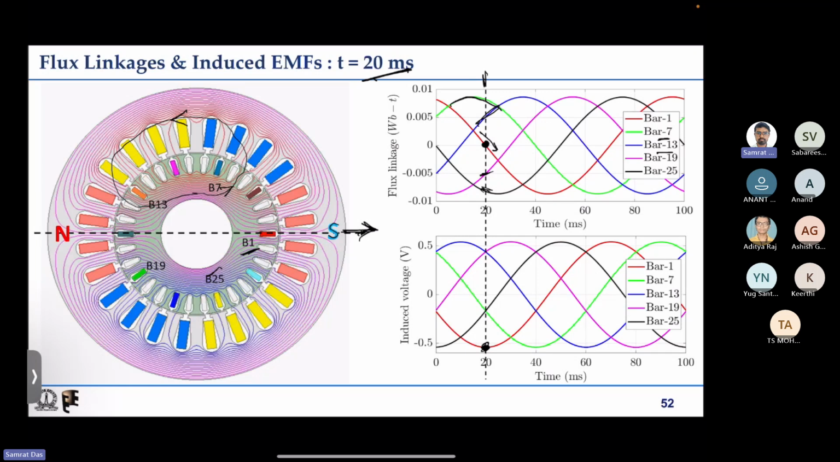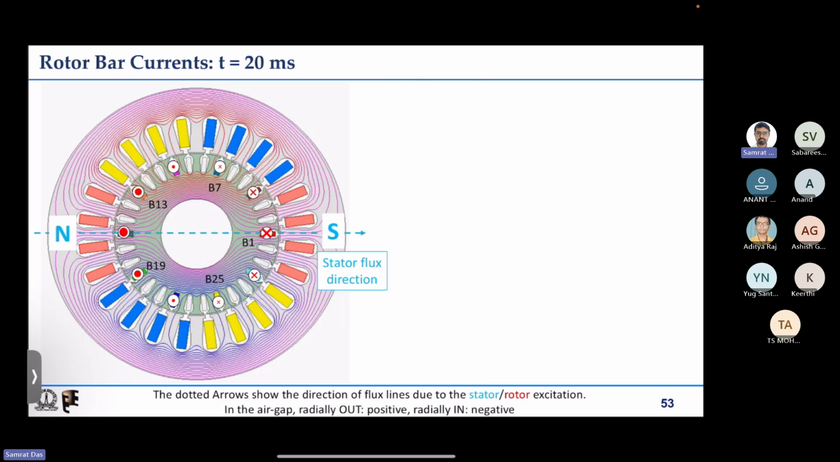So accordingly the induced EMF can be plotted, which is 90 degrees ahead of the corresponding flux linkages. So accordingly current amplitudes and directions can be assigned. If you remember, in the t equal to 10 millisecond case, we had all dot currents on the right hand side and all cross currents on the left hand side, but because we have moved ahead by 10 millisecond, that is equivalent to 180 degrees electrical, we have all the dot currents on the left side and all the cross currents on the right side.